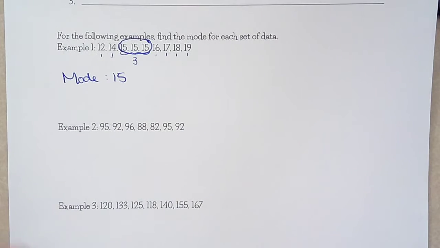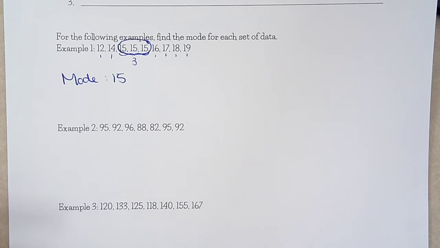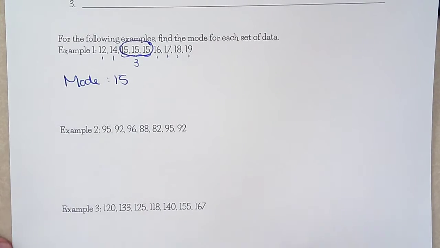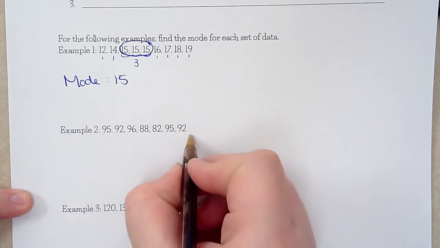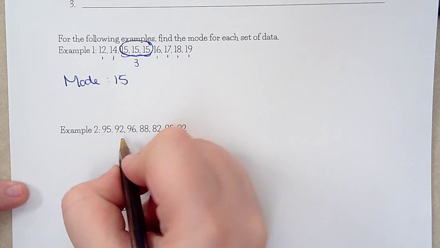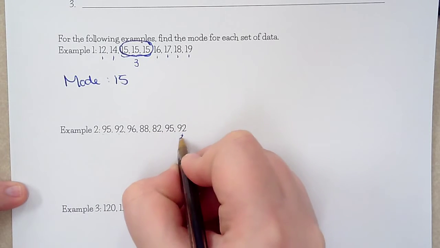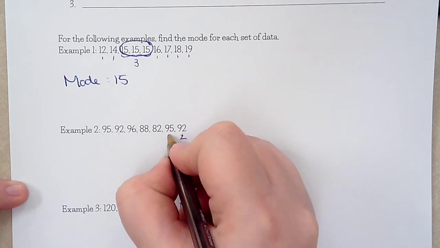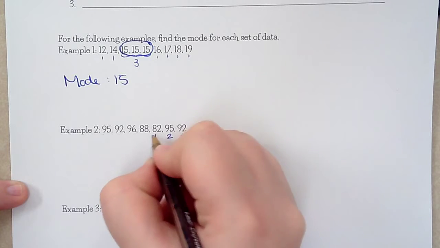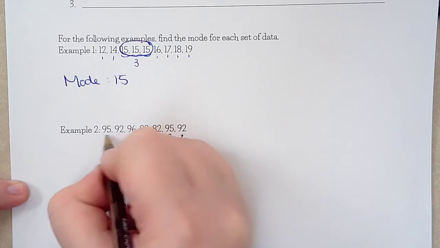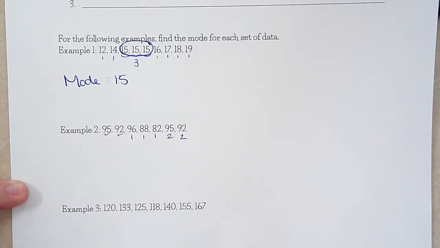All right, let's do another one. I really like these because they're fast. Median and mean, they take a little bit more work, but mode is usually just to see how many you've got and then find out. So I've got 2 92s, and 2 95s, and then I've got 1 of everything else, and then I already took these into account.